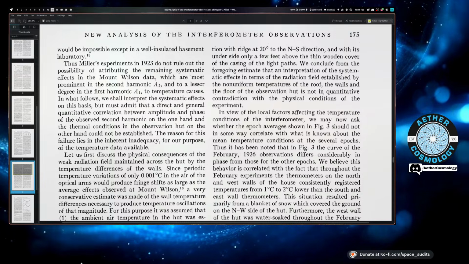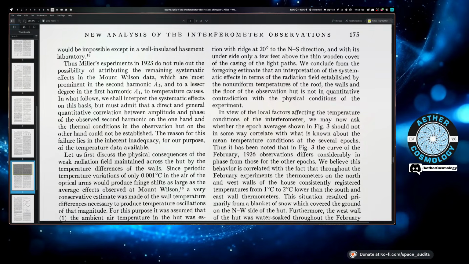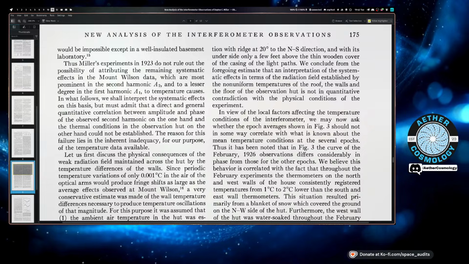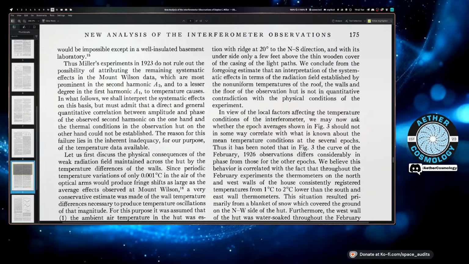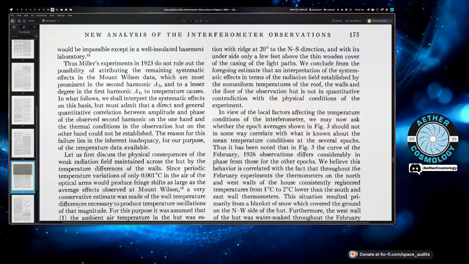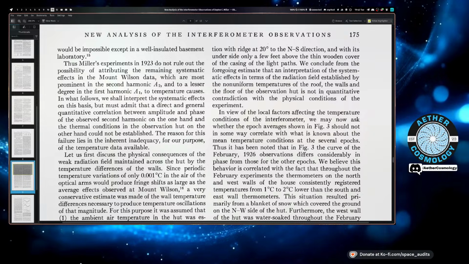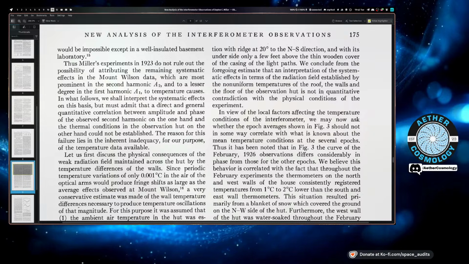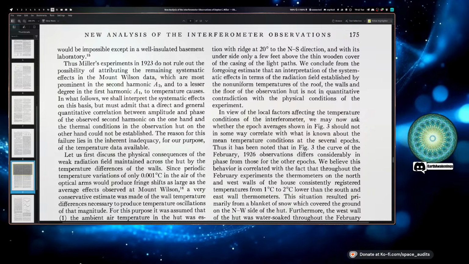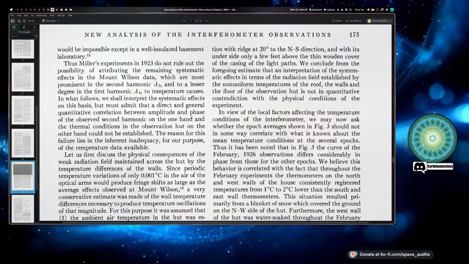Thus, Miller's experiments in 23 do not rule out the possibility of attributing the remaining systematic effects of Mount Wilson data, which are most prominent in the second harmonic A2 and to a lesser degree of the first harmonic A1, to temperature causes. Did you guys catch that? He's saying, what was it? It's nuh-uh, and you can't prove that it wasn't a factor. Oh yeah, the old nuh-uh. Yeah, classic, dude.